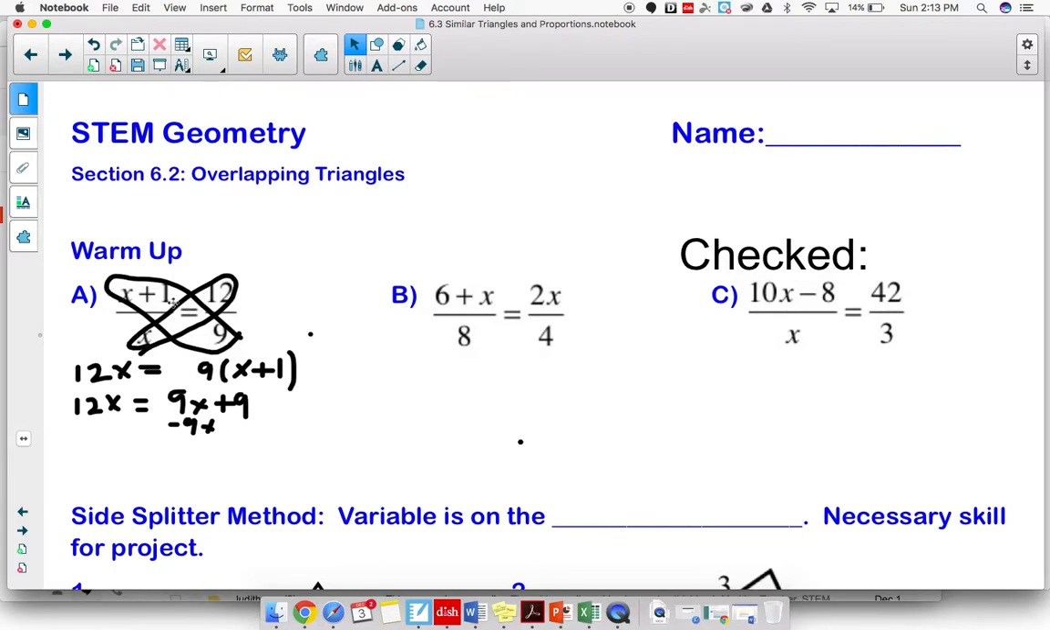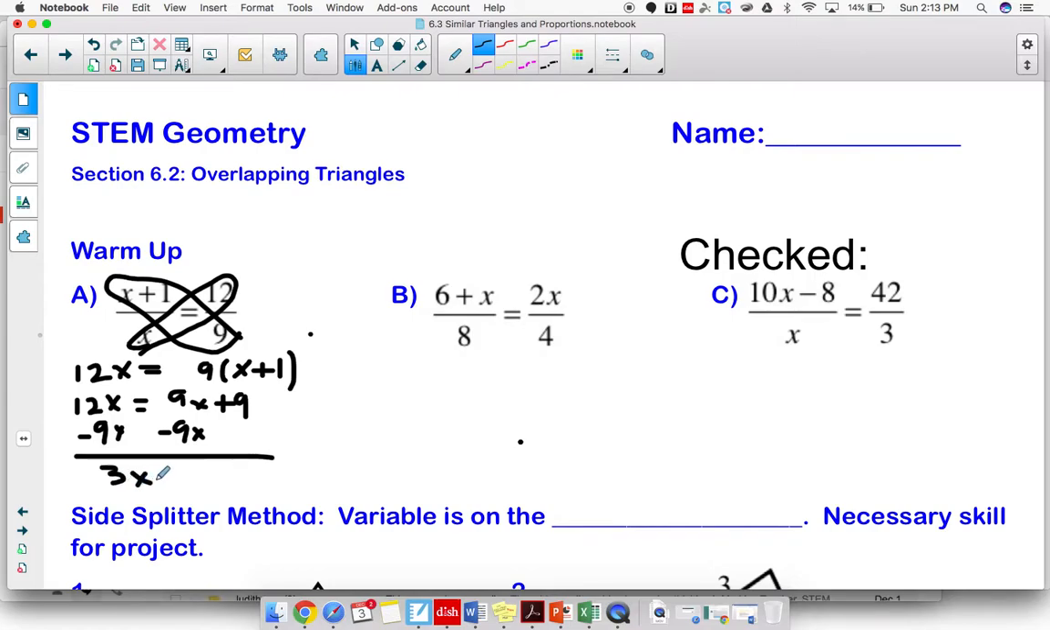And then did you notice how I put x plus 1 in parentheses here? Well, that's because that's a quantity. And so we have to take 9 and distribute it to both of those numbers. And that's actually right where I left off here. So we got 12x equals 9x plus 9. And now we're just going to use inverse operations to get the x's on one side of the equation. So we end up with 3x equals 9, which means x equals 3.